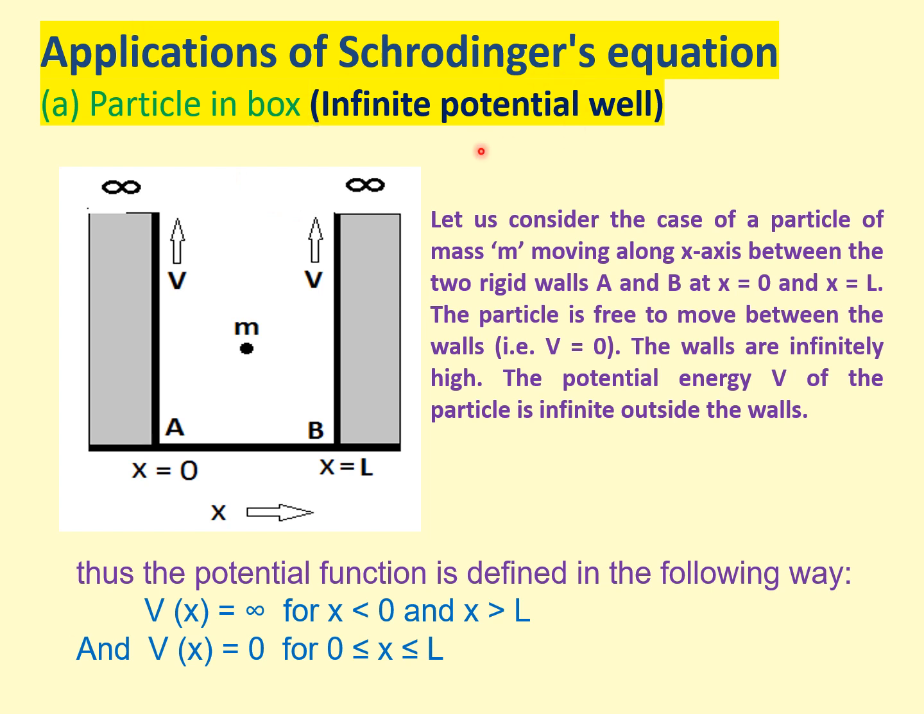Now we will use the Schrodinger equation to find the wave function and energy of this particle inside the box. Consider a particle of mass m moving along the x direction only, from x equal to 0 to L, and the particle is free inside this box, meaning potential energy U equal to 0. The walls are infinitely high, so the potential V of x outside the box is infinity: V of x equal to infinity for x less than 0 and x greater than L, and inside the box the potential is 0, meaning it has only kinetic energy, so it behaves like a free particle between x equal to 0 and L.